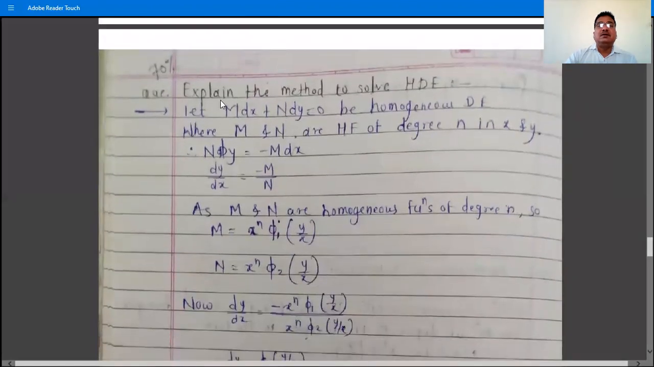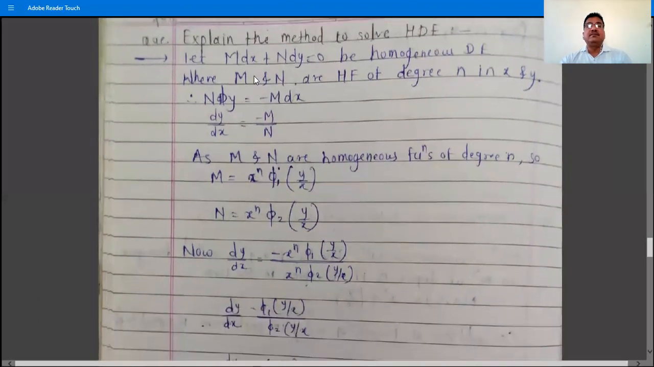So the method to solve the homogeneous differential equation. The question is: explain the method to solve a homogeneous differential equation. So let M dx plus N dy is equal to 0 be a homogeneous differential equation, where M and N are homogeneous functions of x and y of degree n. Then we have to solve this M dx plus N dy is equal to 0.